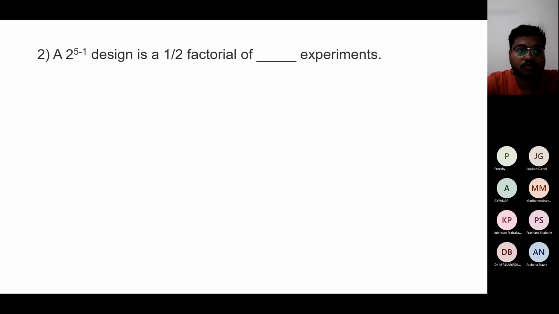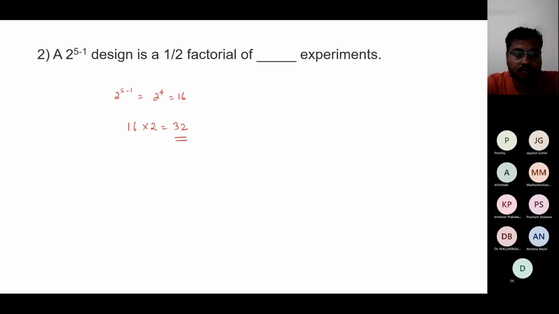So the second question is: 2 to the power 5 minus 1 design is a half factorial of dash experiments. Again, we know that in total 2 to the power 5 minus 1 is 16 sets of experiments. Because it says half factorial, we'll multiply 16 by 2 and we'll get the answer 32. So the full factorial design should have a set of 32 experiments, out of which in the fractional factorial 2 to the power 5 minus 1, we are just doing 16 experiments. Is that clear?